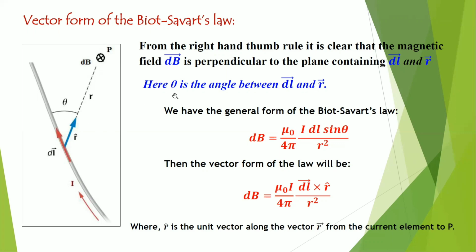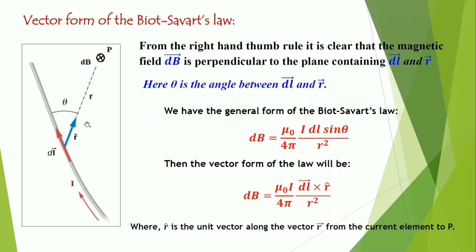And here theta is the angle between dl and r. We have the general form of Biot-Savart's law: dB is mu0 by 4 pi, I dl sin theta by r square. Now, if we want to write it in vector form, there will be a vector sign over here. It is not given here. dB vector will be mu0 I by 4 pi.